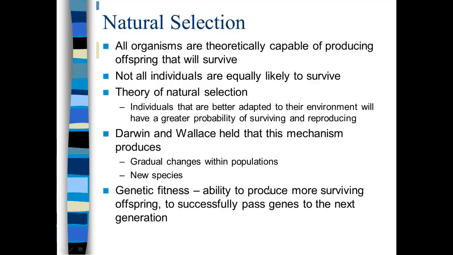Species genetic fitness is the ability to produce more surviving offspring, to successfully pass genes from one generation to the next generation. And the more biodiversity you have in a given species, the more genetic diversity you have, the higher the level of genetic fitness, because you'll have at least some coverage given a difference in environmental conditions that will survive that difference.